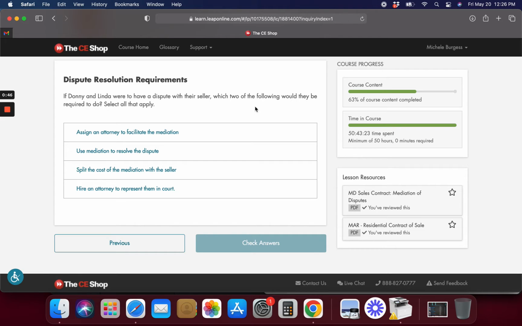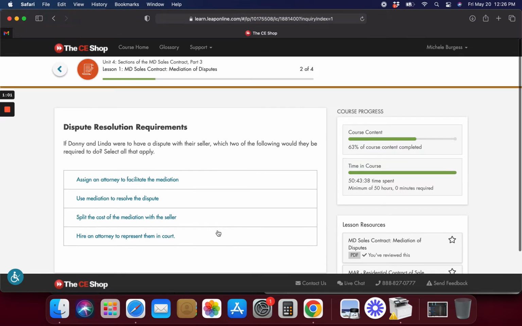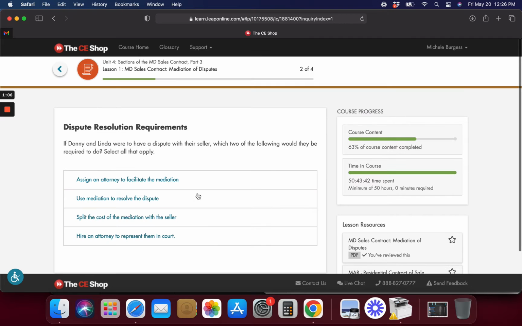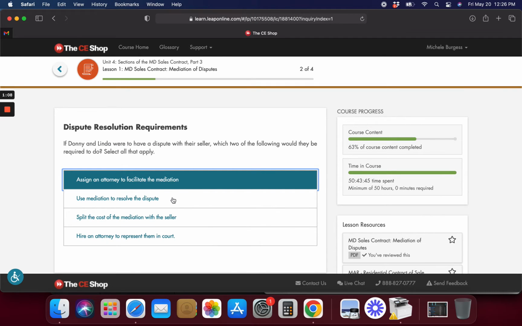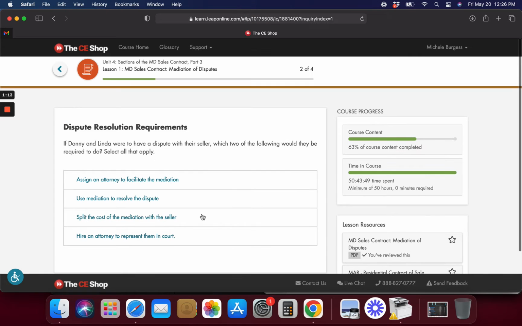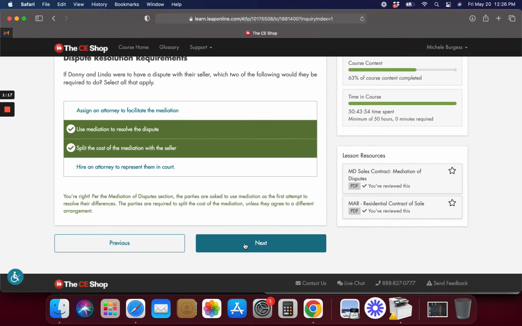Okay, if Linda and Donnie wanted to have a dispute with their seller, which of the 2 following would they be required to do? Use mediation. Oh, select all that apply. Okay. Use mediation, hire an attorney. No. All right, hire and assign an attorney to mediate. All right, there we go. Split the cost. I never heard of that, but they're going to split the cost with the seller.